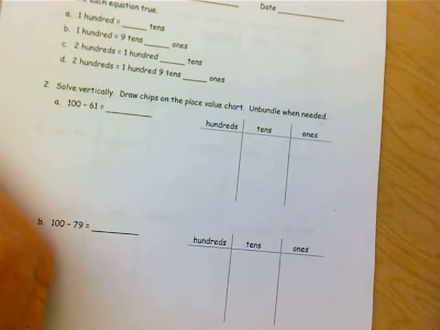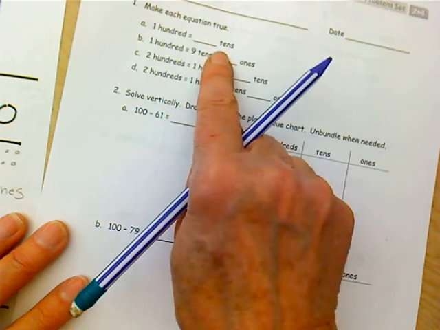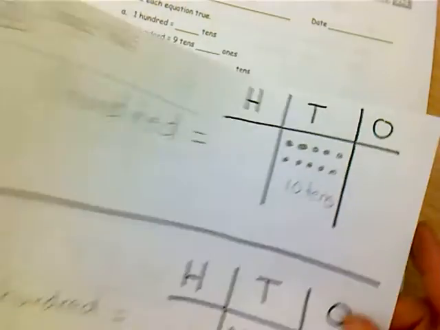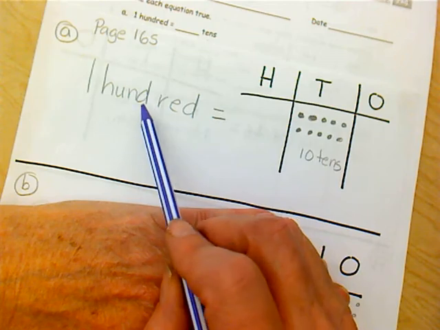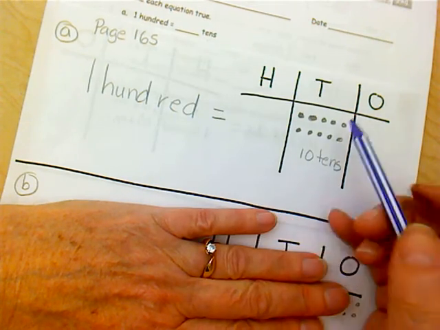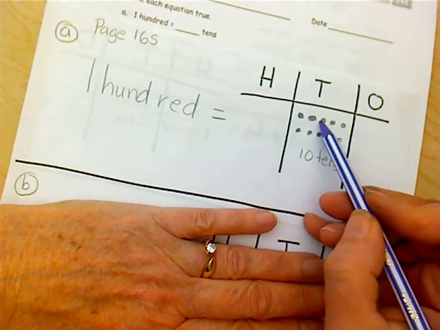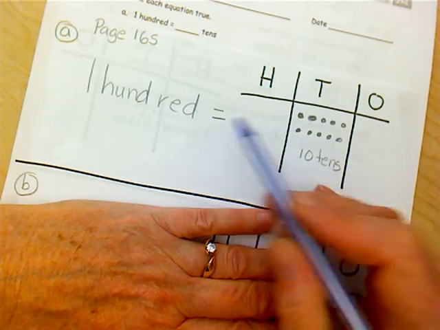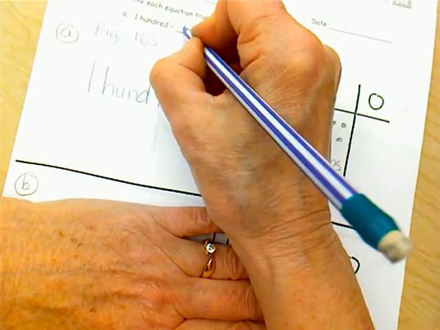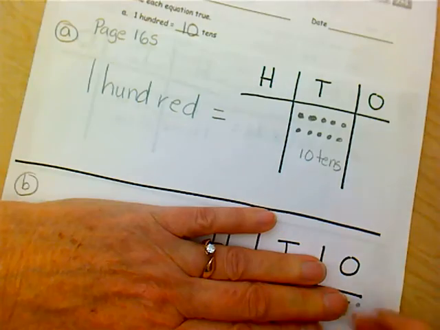So let's take a look at how many tens there are in 100. So I am looking at how many tens are equal to 100. I said there were 1, 2, 3, 4, 5, 6, 7, 8, 9, 10. 10 tens is the same as 100. So I know that is 10 tens.